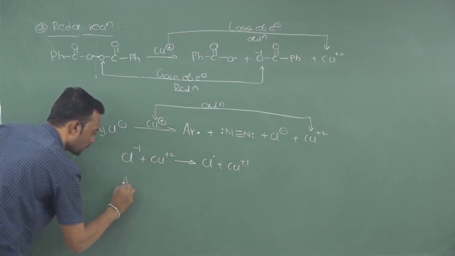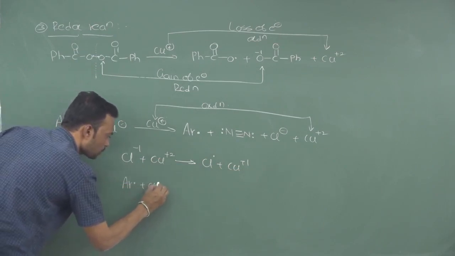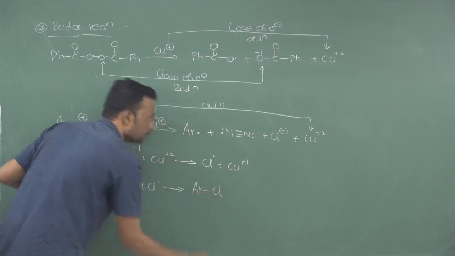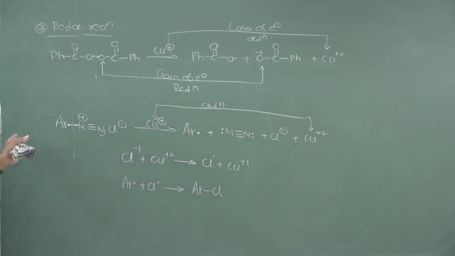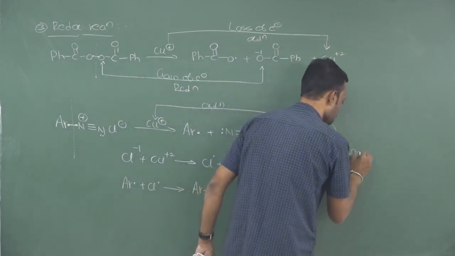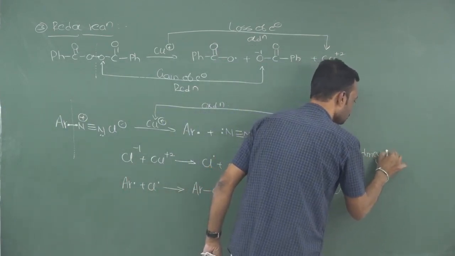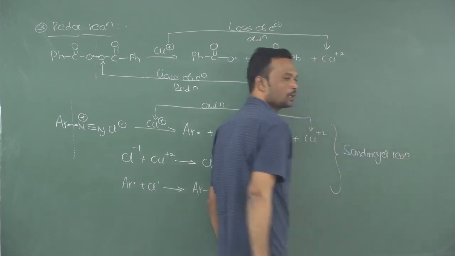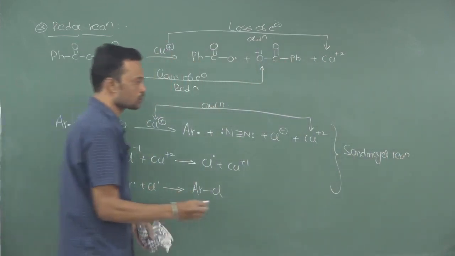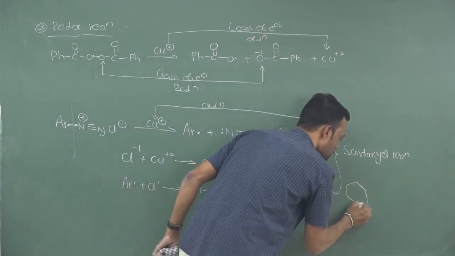Now what are leftover radicals? Aryl radical, and what is one more radical? Chlorine radical. These two get combined together and finally form aryl chloride. What is this reaction? Sandmeyer reaction. This is called Sandmeyer reaction. Conversion of aryl diazonium chloride to chlorobenzene. You know this one. Sandmeyer reaction is this one.